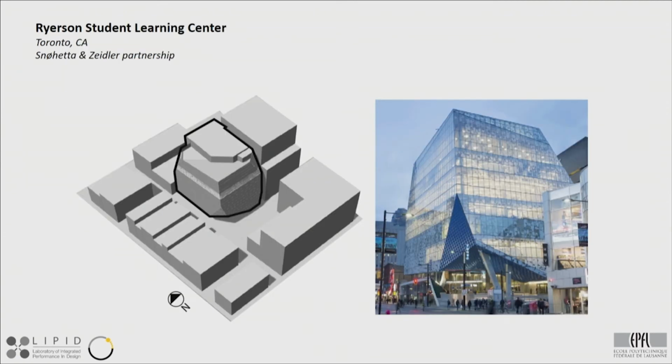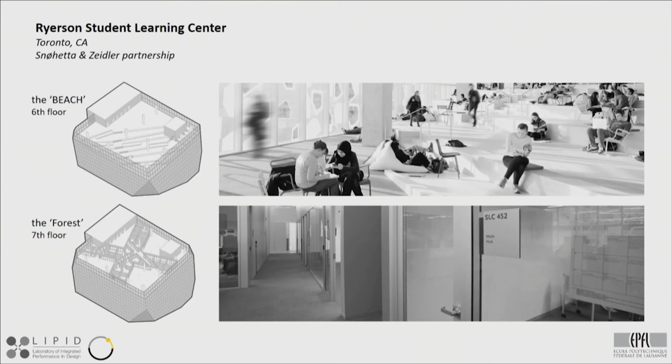So we took the Ryerson Student Learning Center again, that was designed by Snøhetta. Some of you may have visited it in real life. And the idea here is to look at 2 floors in particular, what they called the beach, very pleasant space, beautiful daylight. It's the one that was used in the virtual reality demonstration, and what they call the forest, office spaces surrounded by shared ones.